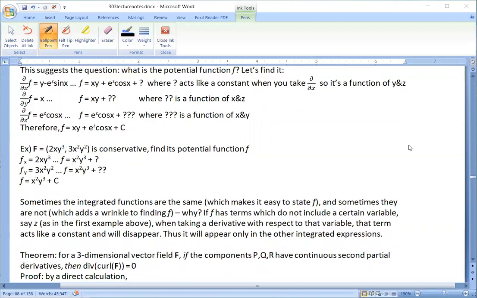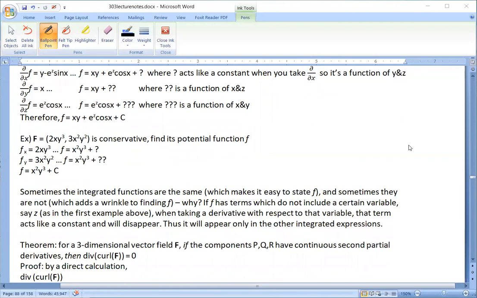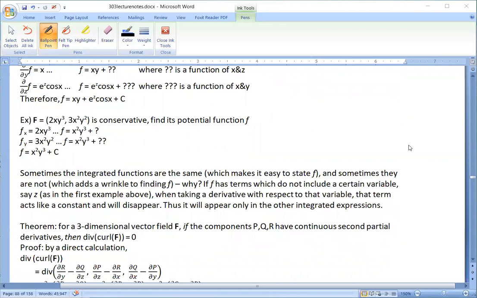As with all three of these theorems, we can prove them by just a direct calculation. This one's a little bit longer, but here's how it goes. So the divergence of the curl of vector field F. What does that look like? First we do the curl of F. For the curl of F, we just have this formula: dR/dy minus dQ/dz, comma, dP/dz minus dR/dx, comma, dQ/dx minus dP/dy. Now take the divergence of that.